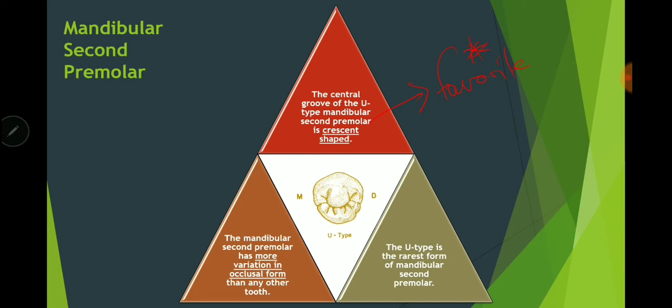And the mandibular second premolar has more variation in occlusal form than any other tooth. More variation in occlusal form than any other tooth. Of course, except the third molars. Third molars have a lot of variation, but except for the third molars, the other tooth which has more variation in occlusal anatomy is the mandibular second premolar.